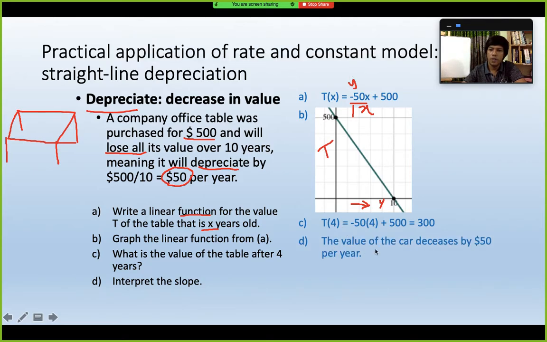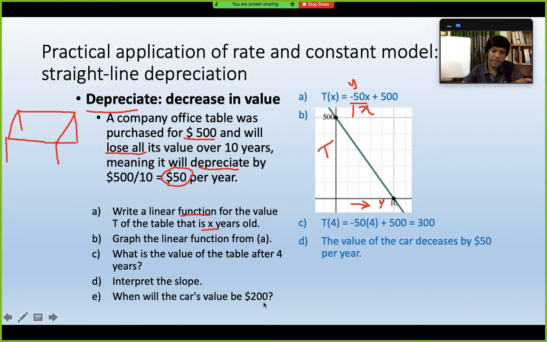And you can write it: the value of the car decreases by 50 per year. This is what it means. The slope means this: decrease, there is a minus, $50 per year means down.